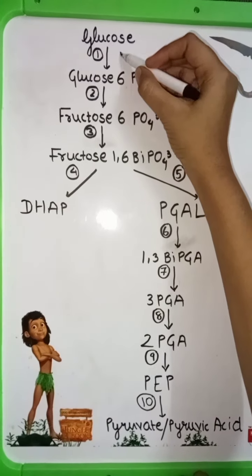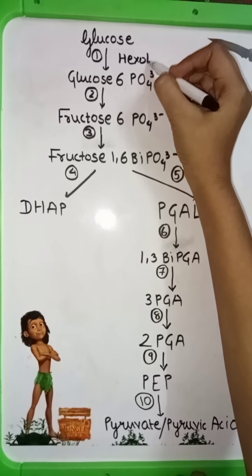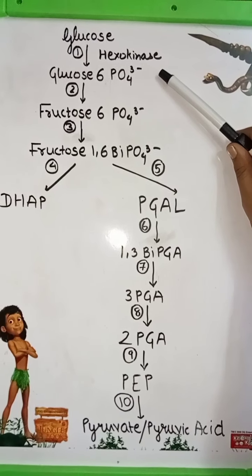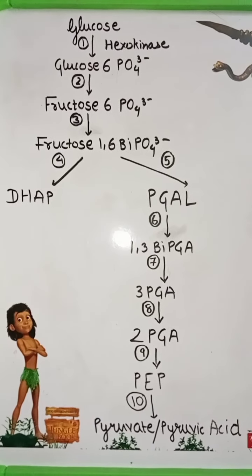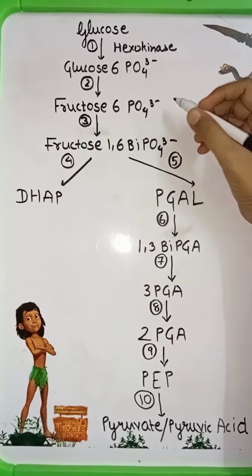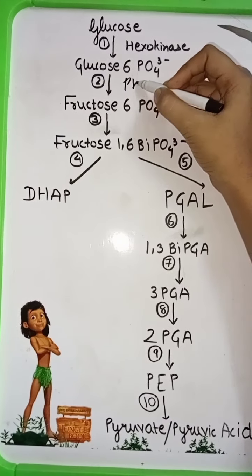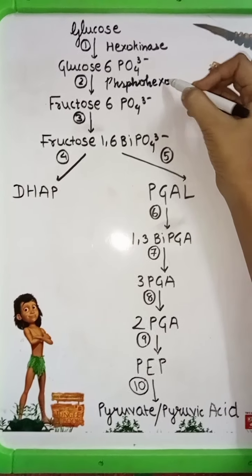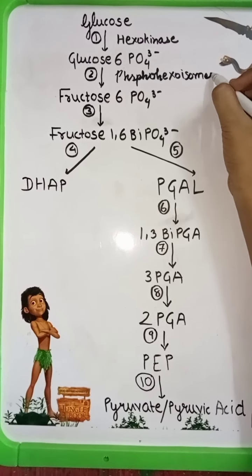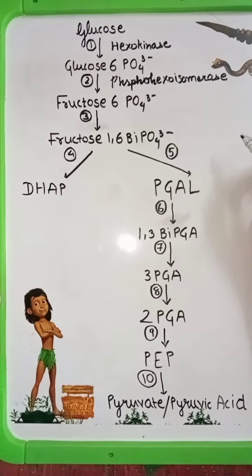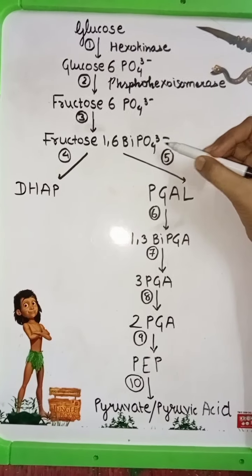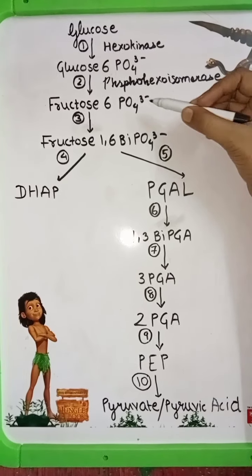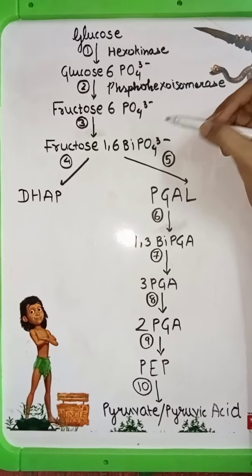The first enzyme is hexokinase. So we have written the first enzyme as hexokinase. It can also be called as glucokinase. Now we'll write the next enzyme, that is phosphohexoisomerase. So let's write it. Now from fructose 6-phosphate to fructose 1,6-bisphosphate, we'll write the third enzyme, that is phosphofructokinase. Here it is there fructose, so we'll learn it as phosphofructokinase.